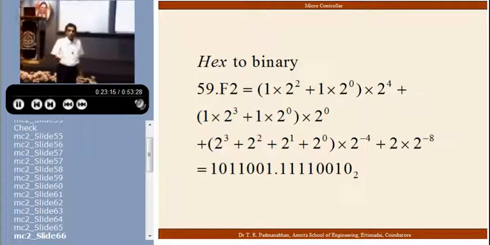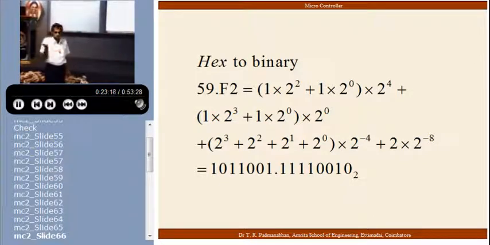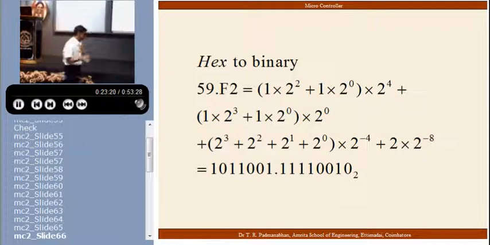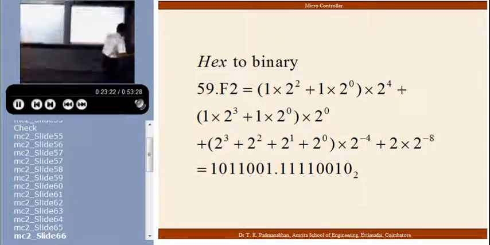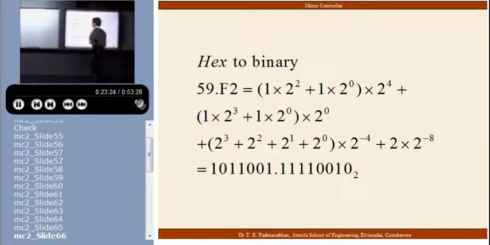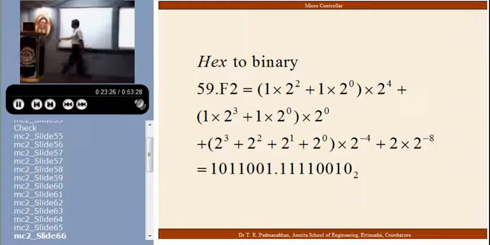So the binary to X conversion, sorry, the other way around, X to binary is easy. You just have to convert directly. The same way we can do with octal. The same way you can do from binary to hex also.